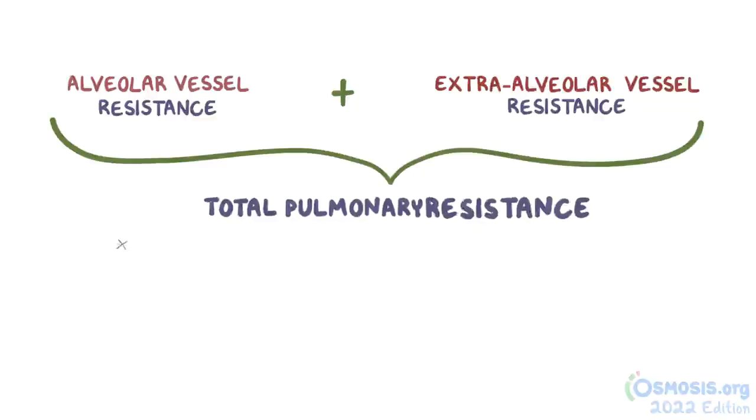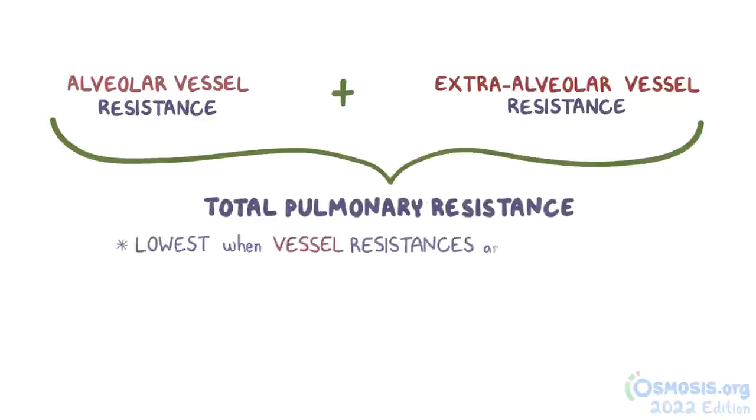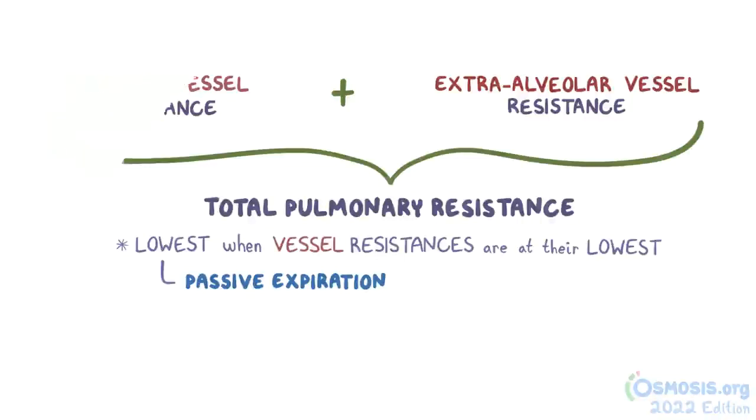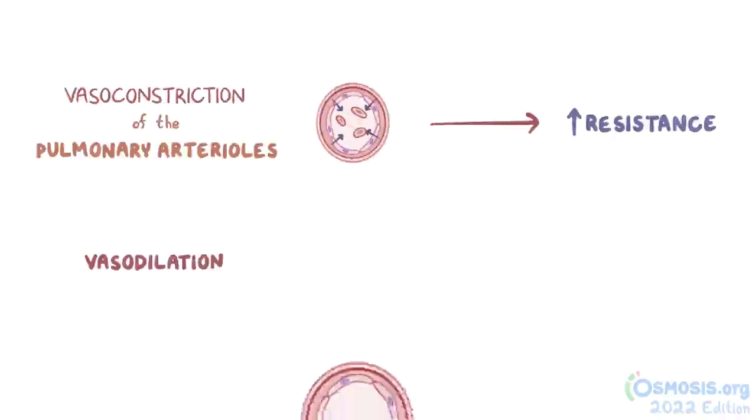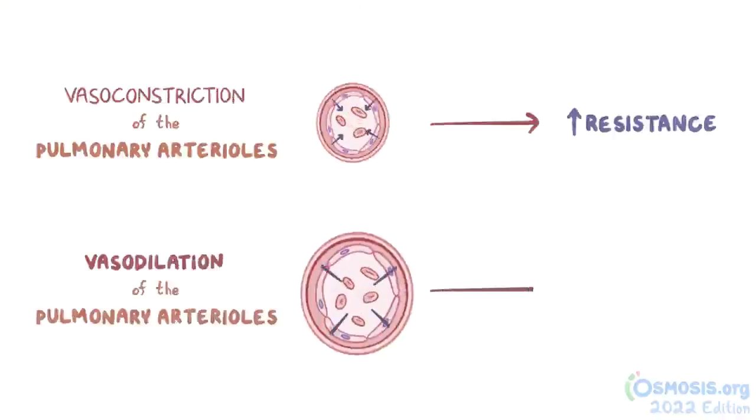Total pulmonary resistance is the lowest when vessel resistances are at their lowest, which is at passive expiration. That's the point just before either forced expiration or inspiration happens. Now, another way to control pulmonary vasculature resistance is by vasoconstriction of the pulmonary arterioles, which increases resistance, as well as vasodilation of the pulmonary arterioles, which decreases resistance.